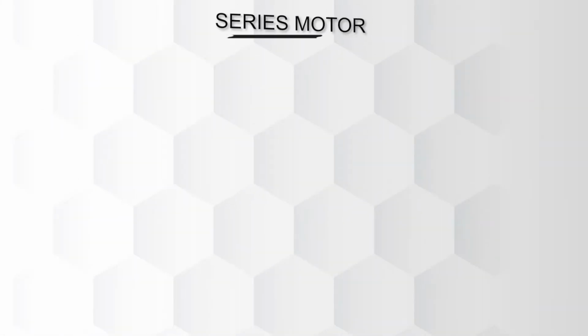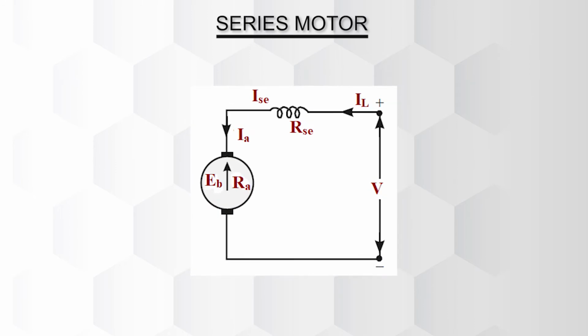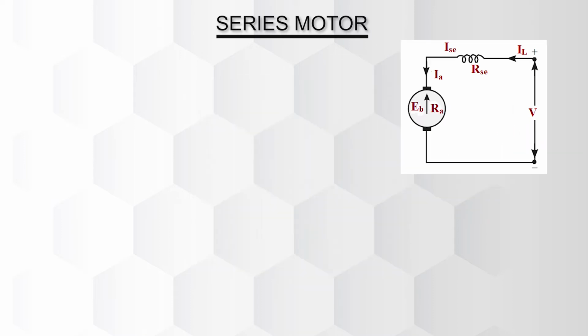Now we are going to discuss the series motor. As the name indicates, series motor means what? That means the field winding is connected in series with the armature. Here you can see in the figure, the supply voltage is V and the field, denoted by RSE, is connected in series with the armature. That means in case of a series motor, the load current is equal to the field current ISE, is equal to the armature current, because all are connected in series, so these three currents are the same. That means IA is equal to ISE is equal to IL.